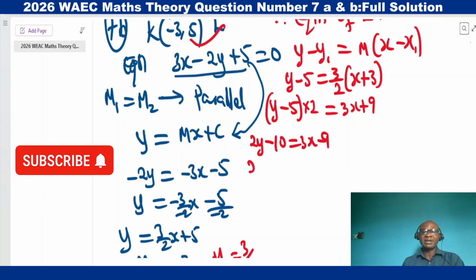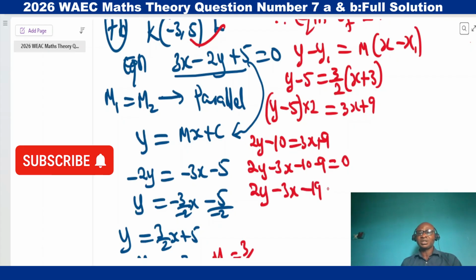I can rearrange it and write it as 2y minus 3x minus 10 minus 9 is equal to 0. So finally, this equation is already formed. We write it as 2y minus 3x minus 19 is equal to 0. Final answer. This is the equation of line L.